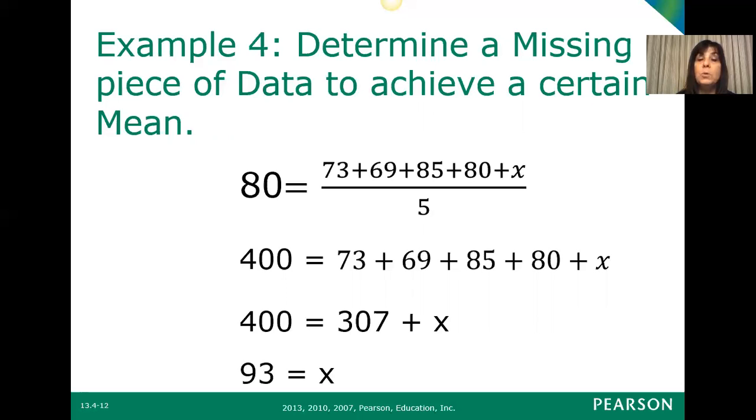Well, what else I can do now is add the 4 numbers together. And if you add them on a calculator, you'll get 307. So now I need to solve the question, what number plus 307 will equal 400? And in order to do that, we would subtract 307 from both sides of the equation, and that will give me a 93. If you check it by adding the 4 originals plus the 93 and dividing by 5, you will see that you will get 80 as your mean.